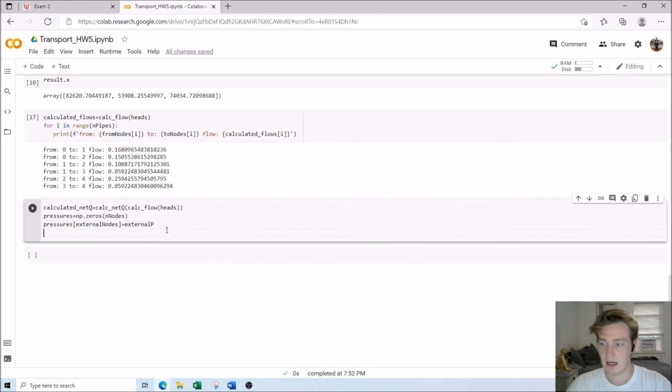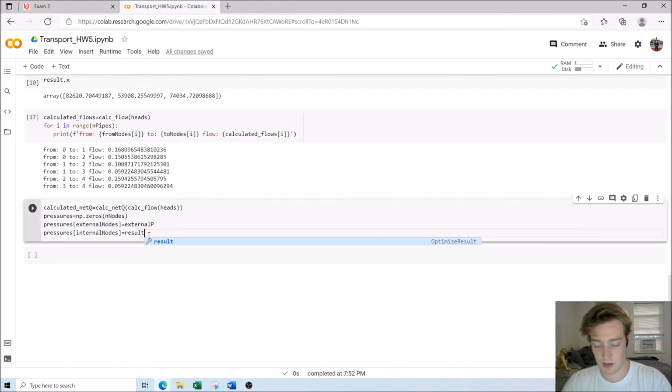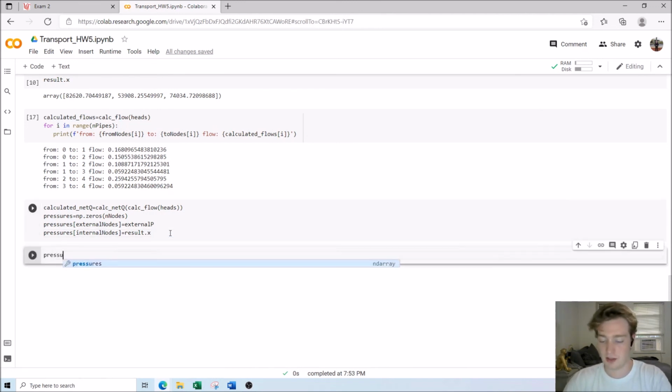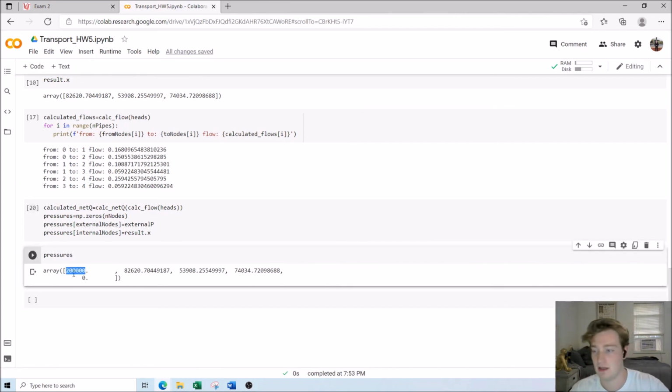Now the pressures of the internal nodes equals our result up here, these three values right here. So results.x, just like that. Now let's take a look at pressures. There we go. So as we stated beforehand, the pressure at the source was 200,000 pascals and the pressure at the sink was 0. And then the three calculated pressures fall into place right there.